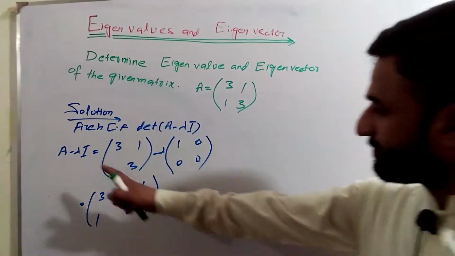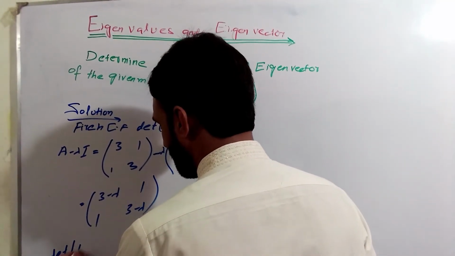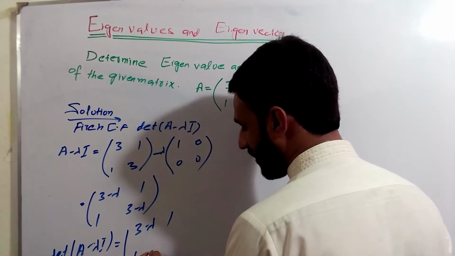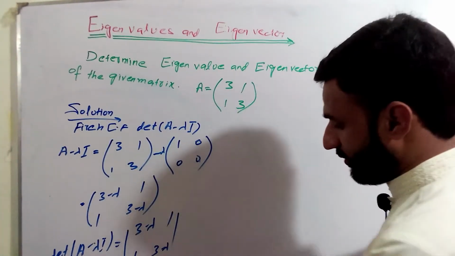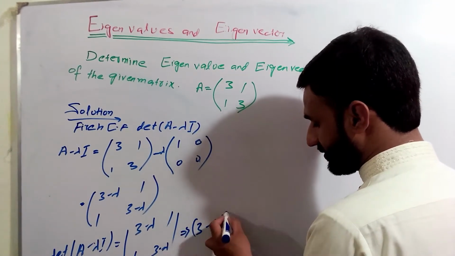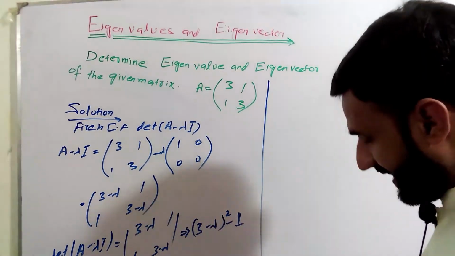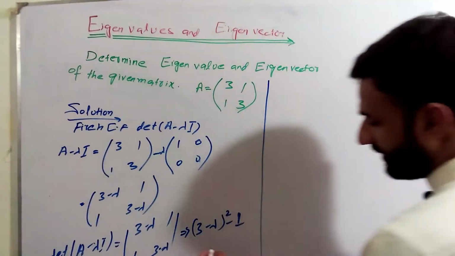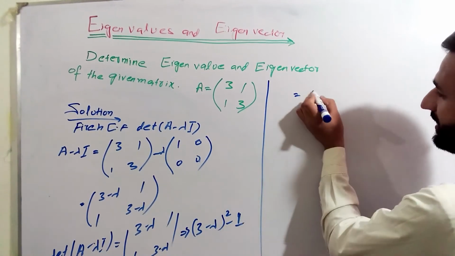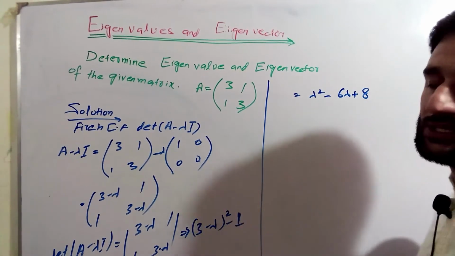Right, for the characteristic polynomial, the determinant of A minus lambda I is the determinant of 3 minus lambda, 1, 1, 3 minus lambda. Right. So for the characteristic polynomial, you notice that it is (3 minus lambda) whole square minus 1. Right. So now we simplify, and here is the characteristic polynomial. If we simplify further, we obtain lambda square minus 6 lambda plus 8. So this is the required characteristic polynomial.